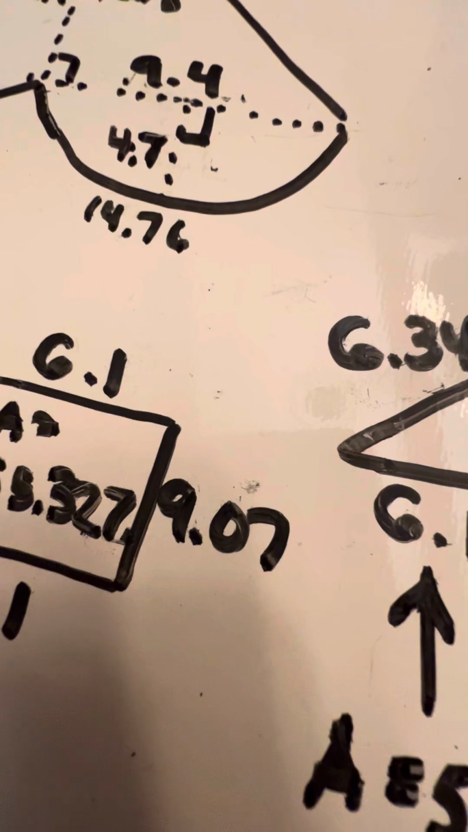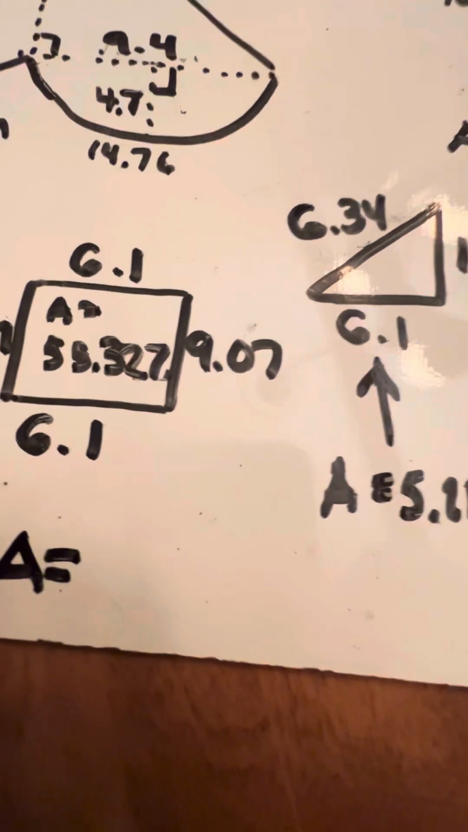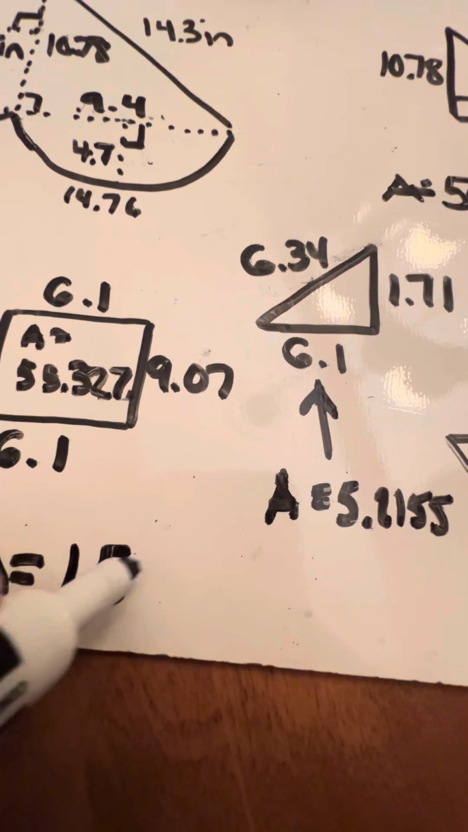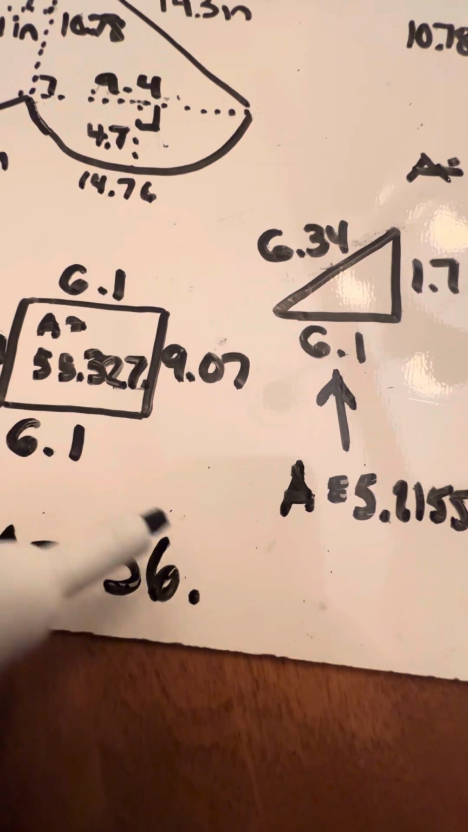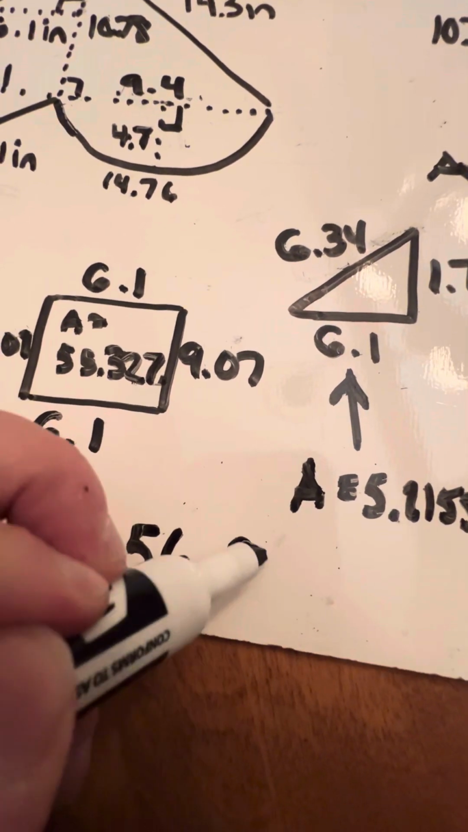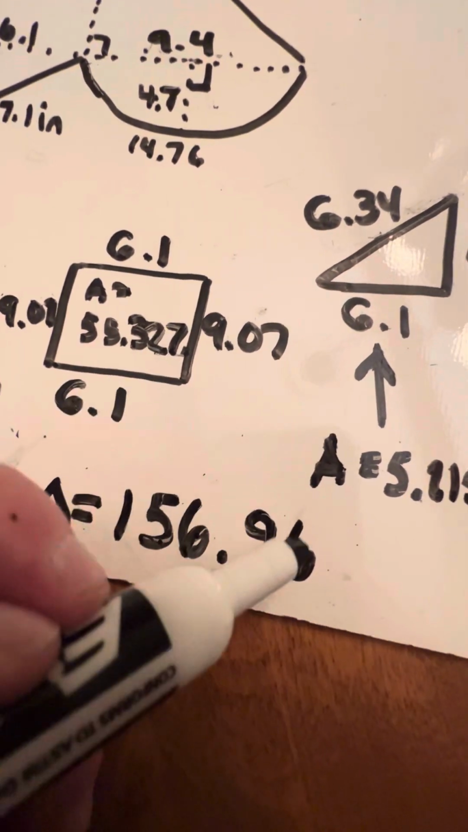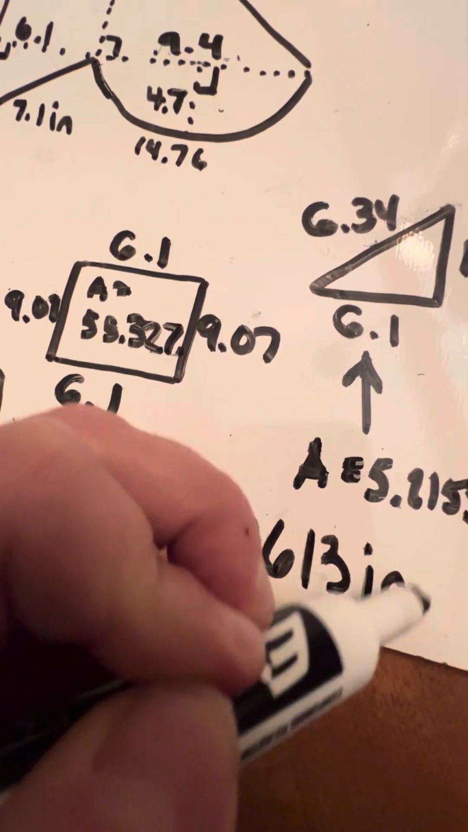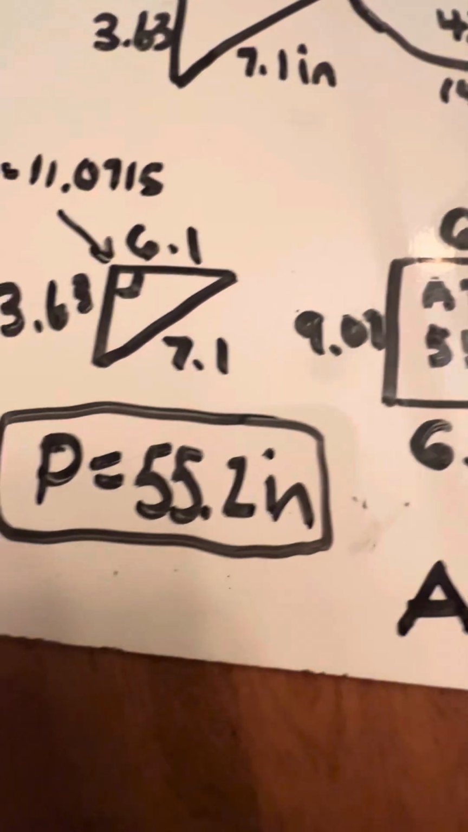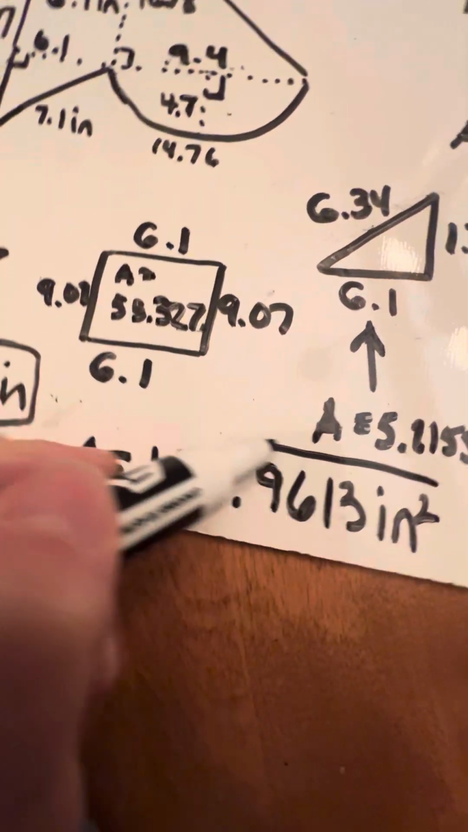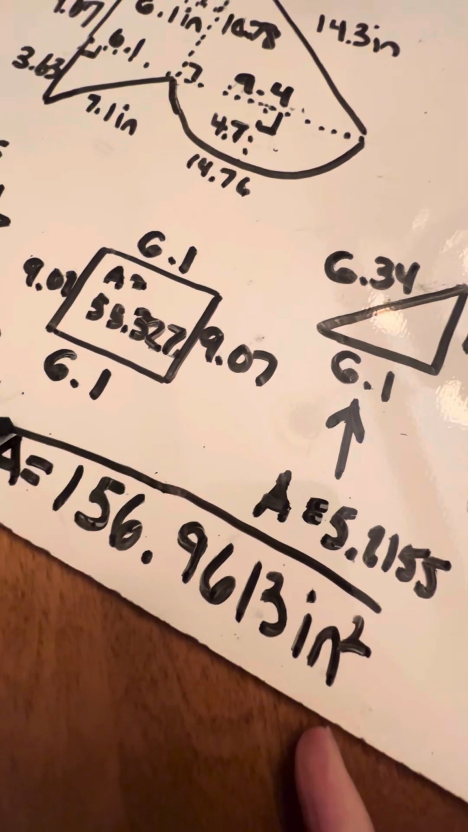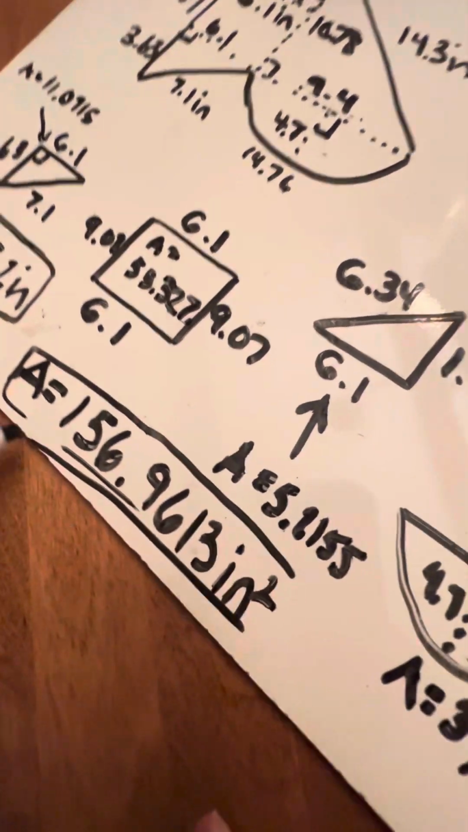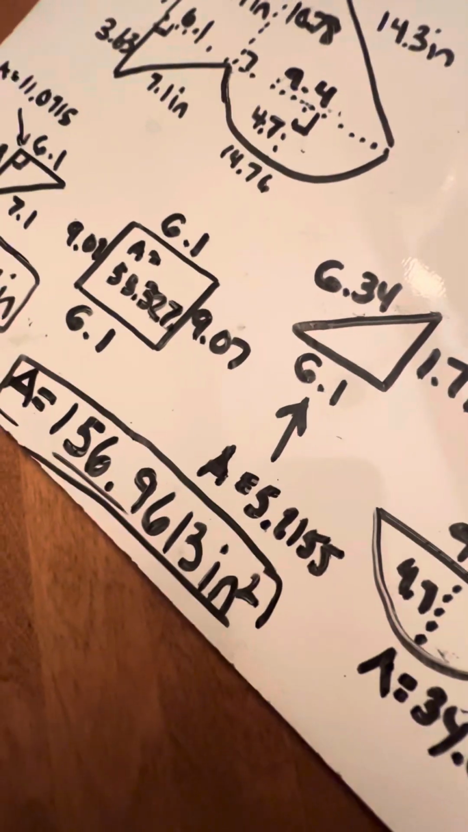I'm just going to put it right here. So the area is going to be 156.9613. So I'm just going to go with 156.96-ish. You can put 157 if you'd like. And this is going to be in inches squared. I do have the perimeter. Now I've got the area. And so we have all of the pieces put together.